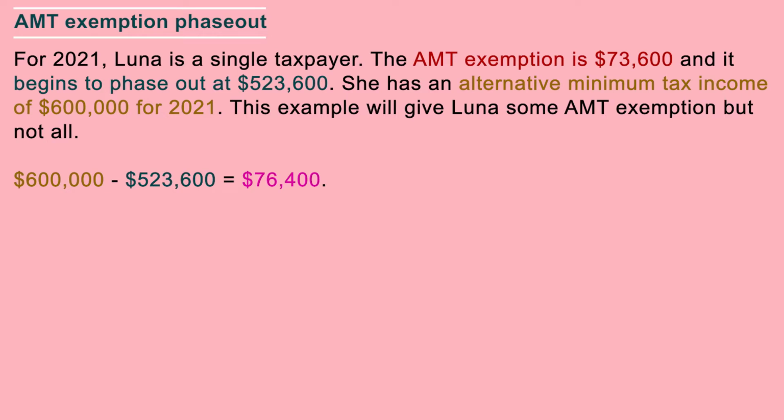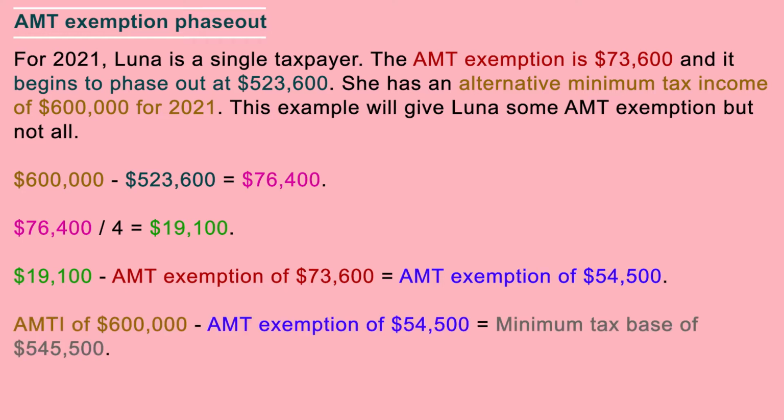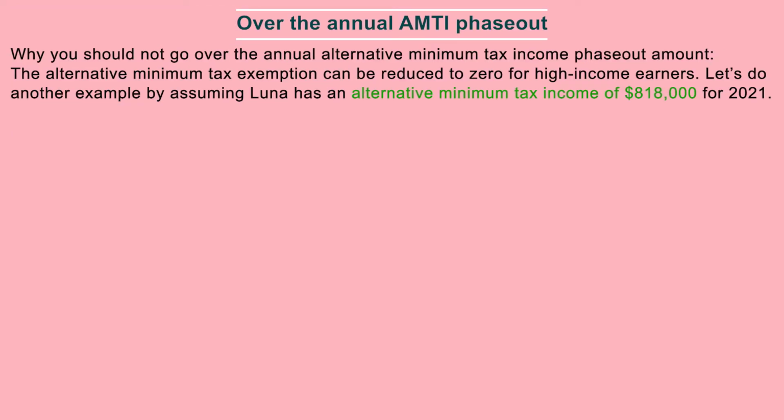$600,000 minus $523,600 equals $76,400. $76,400 divided by 4 equals $19,100. $19,100 minus AMT exemption of $72,600 equals AMT exemption of $54,500. AMTI of $600,000 minus AMT exemption of $54,500 equals minimum tax base of $545,500. This is why you should not go over the annual alternative minimum tax income phase-out amount. The alternative minimum tax exemption can reduce to zero for high income earners.